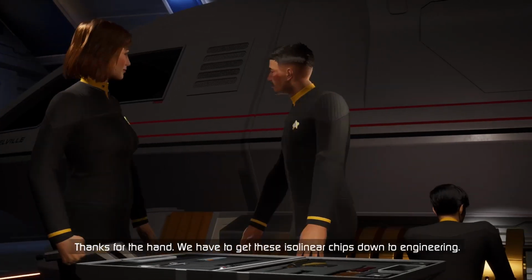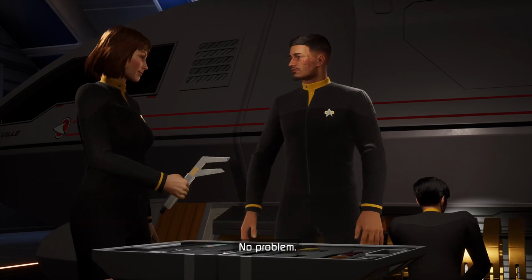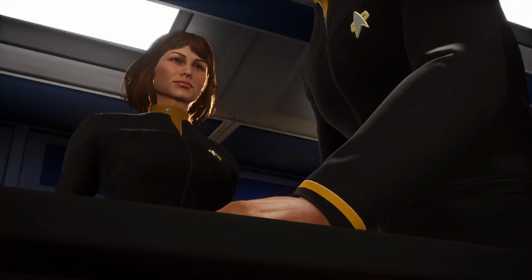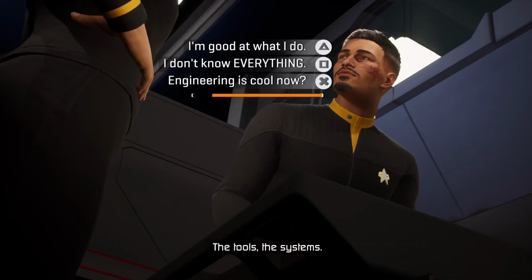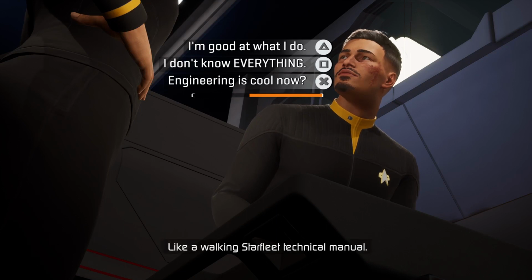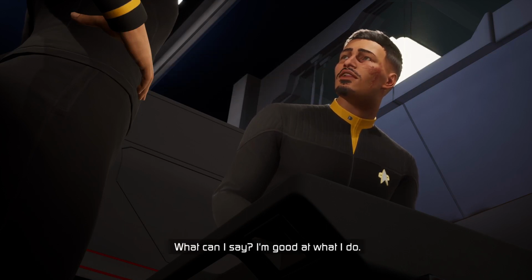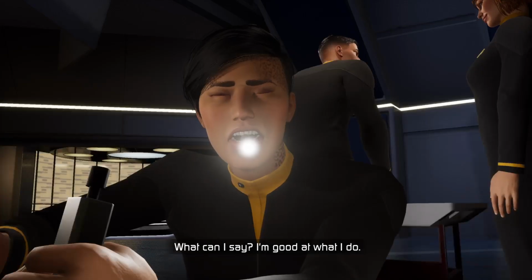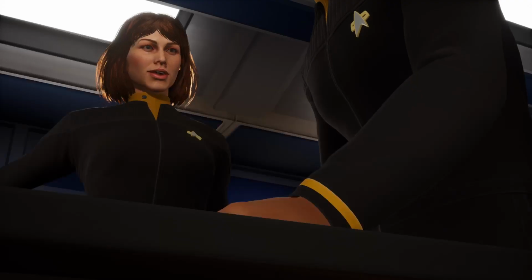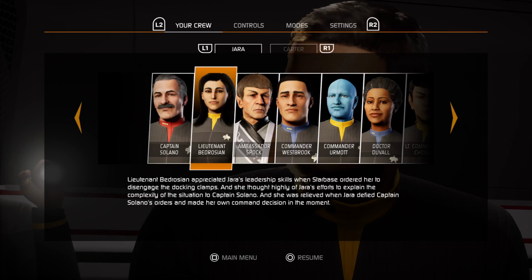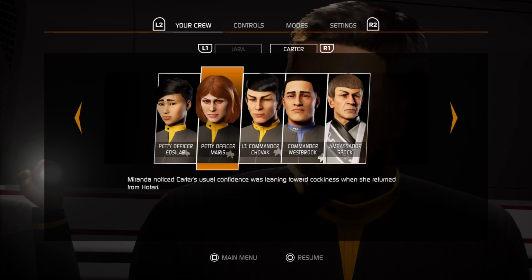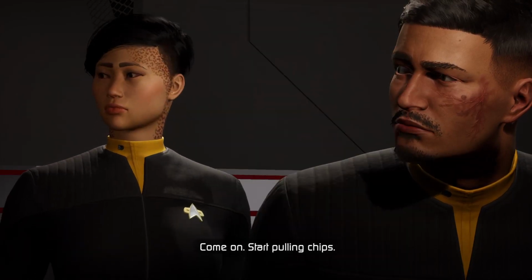Thanks for the hand. We have to get these isolinear chips down to engineering. No problem. You really know everything about these ships, don't you? The tools, the systems. Like a walking star base. What can I say? I'm good at what I do. I can see that. Come on, start pulling chips.